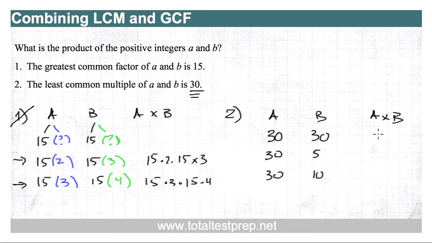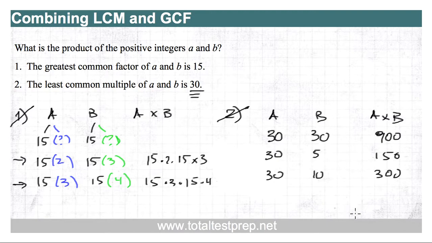In this case, the math is a little bit easier. So a times b is going to be 900 here. Here it's going to be 150. Here it's going to be 300. So in fact, we can come up with a bunch of different other pairs of numbers whose least common multiple is 30. And once again, the product of a and b is not known. It can be a bunch of different things. So statement 2 on its own as well is not sufficient.